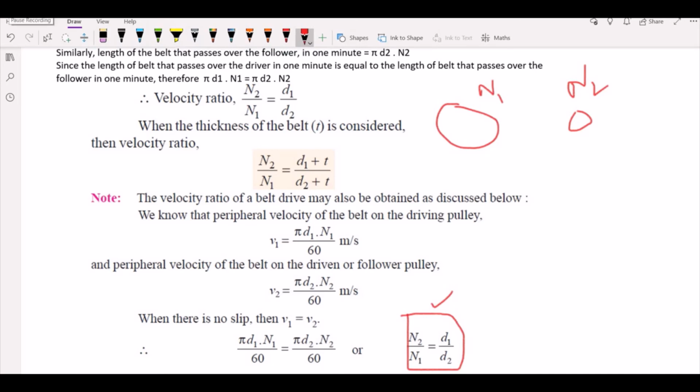Next class we will go through the problems, and after the problems I will start a new unit, that is unit number 5. With this I will complete unit number 4.